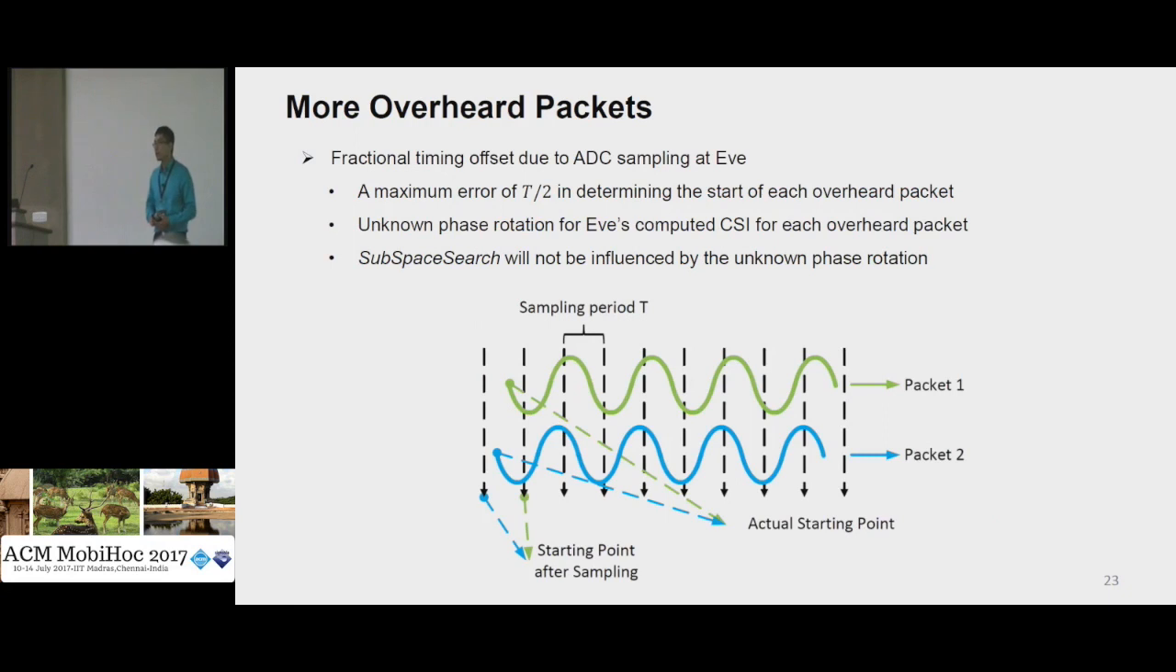The main reason for this is the fractional timing offset due to the ADC sampling at Eve. Basically, whenever Eve overhears some signals, she will first sample the signal and then try to determine the start of the signal in the digital domain. However, if the sampling period is T, there will be a maximum error of T over 2 in determining the actual starting point of the packet. And this unknown shift in the time domain will translate into an unknown phase rotation in the frequency domain for each computed CSI at Eve. Because of this unknown phase rotation, if we simply compute the average, it will lead to a very inaccurate estimation. However, the subspace search algorithm will not be influenced by this unknown phase rotation.